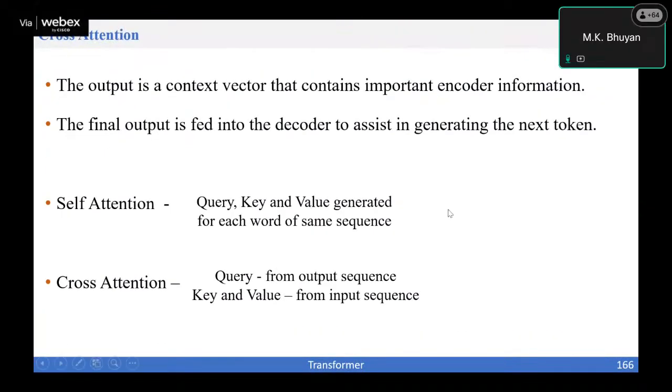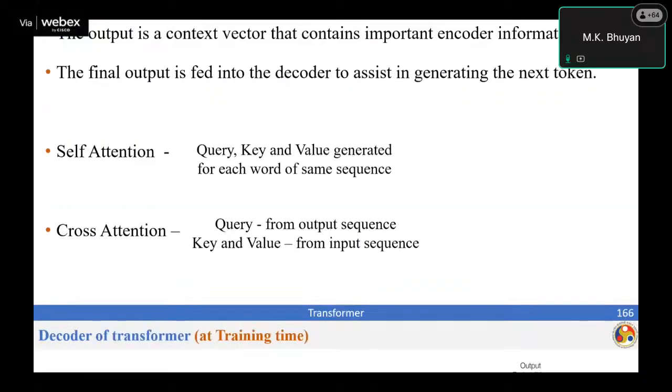In self-attention, query, key and value are generated for each word in the same sequence. So query, key and value are generated from the words of the same sequence. But in cross attention, the query is coming from the output sequence, that is from the decoder, and the key and the value are coming from the input sequence, that is from the encoder. That is the difference between self-attention and cross attention.